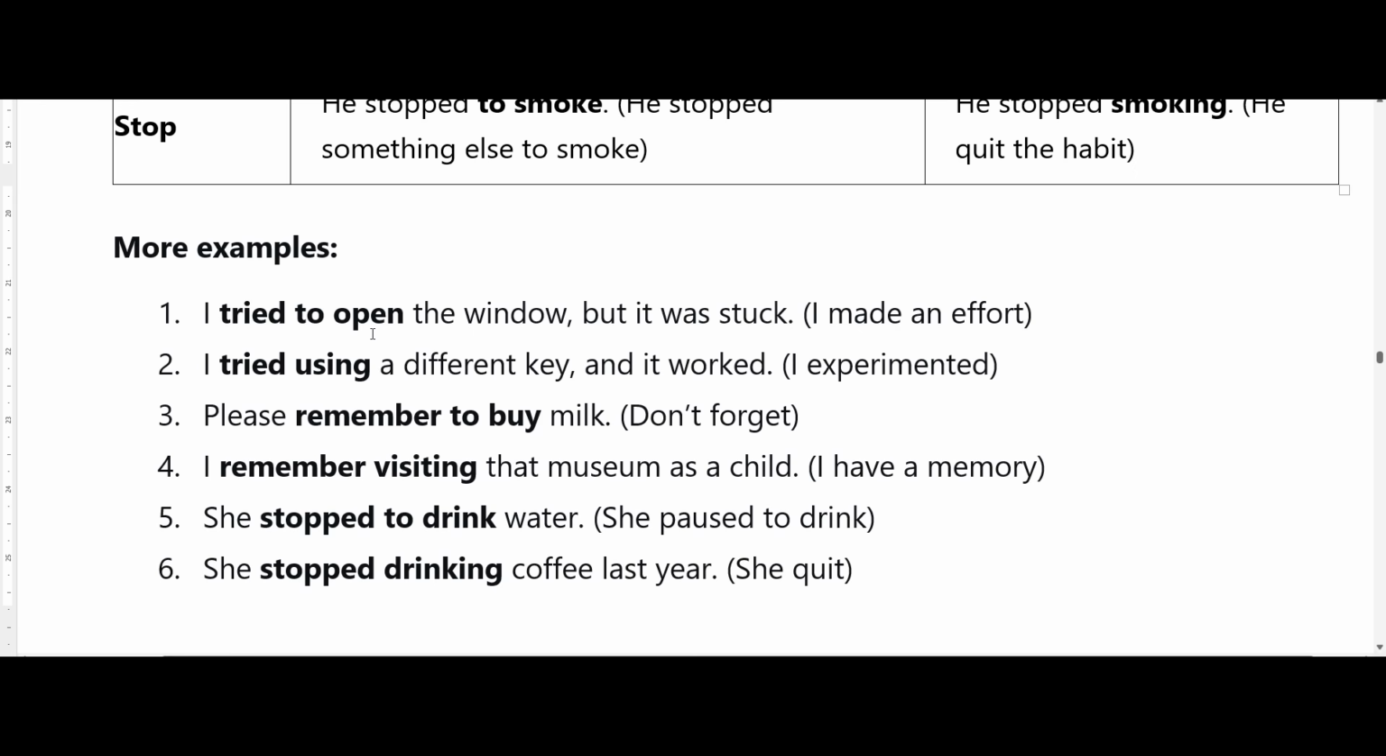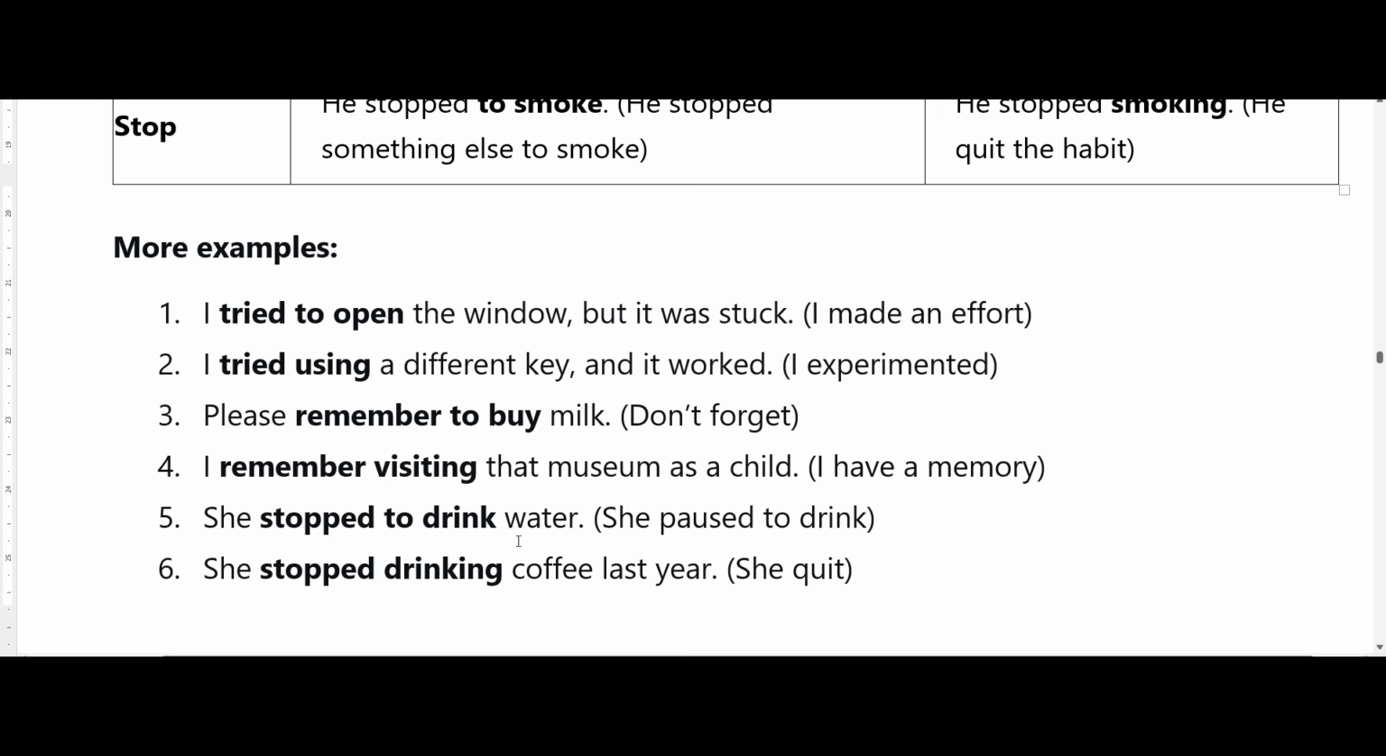I tried to open the window, but it was stuck. I made an effort. I tried using a different key and it worked. I experimented, so I kind of used the idea. Please remember to buy milk. Don't forget. I remember visiting that museum as a child. I have a memory of it. I remember how I did it.